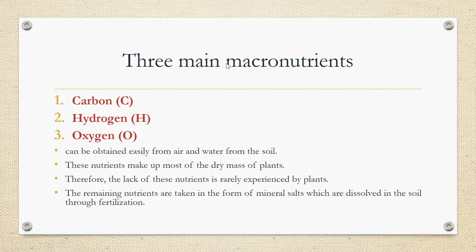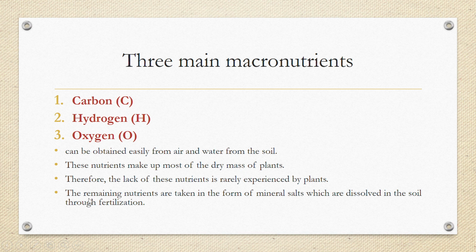So let's look at the three main macronutrients, the C, H, and O. Okay, still remember carbon, hydrogen, oxygen, the main elements in carbohydrates. So these macronutrients, actually they can be easily obtained from the air, and from the water that is in the soil. So these nutrients make up most of the dry mass of plants. If these plants have a lack of these nutrients, okay, that is going to be a big trouble. But this rarely happens because they can be easily obtained from their surrounding air and also water, which is from the soil.